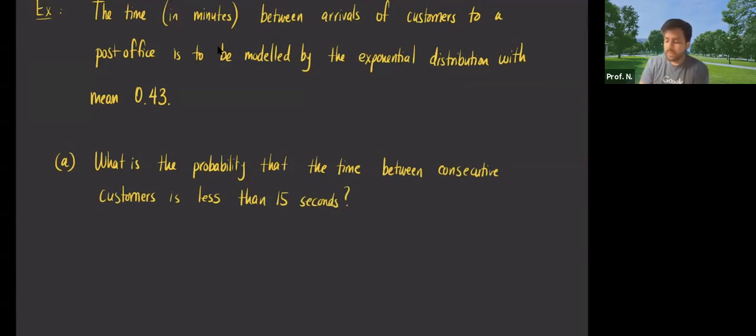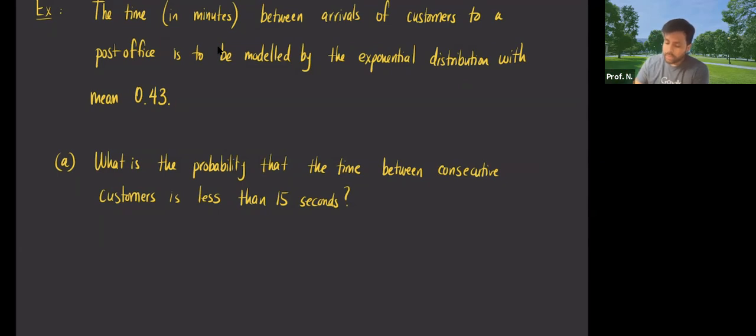So in a sense, this is where the memorylessness property comes into play. We assume that we're starting from right now, and right now indicates that a person already came, right? A customer has entered the post office. And now we want to figure out how long it takes. What's the probability that the next one will arrive?